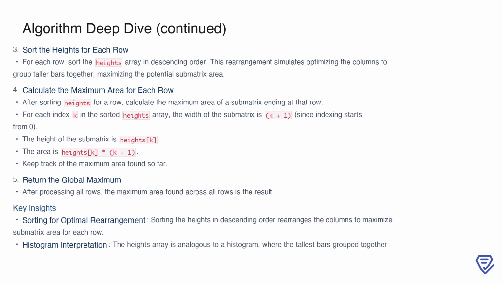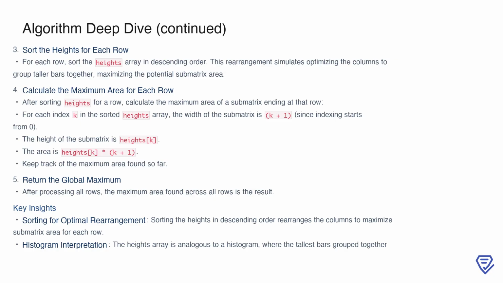Once we have the heights array for each row, the next step is to rearrange the columns optimally to maximize the potential area of submatrices. We achieve this by sorting the heights array for each row in descending order. This grouping of taller bars together allows us to calculate the largest submatrix area efficiently.